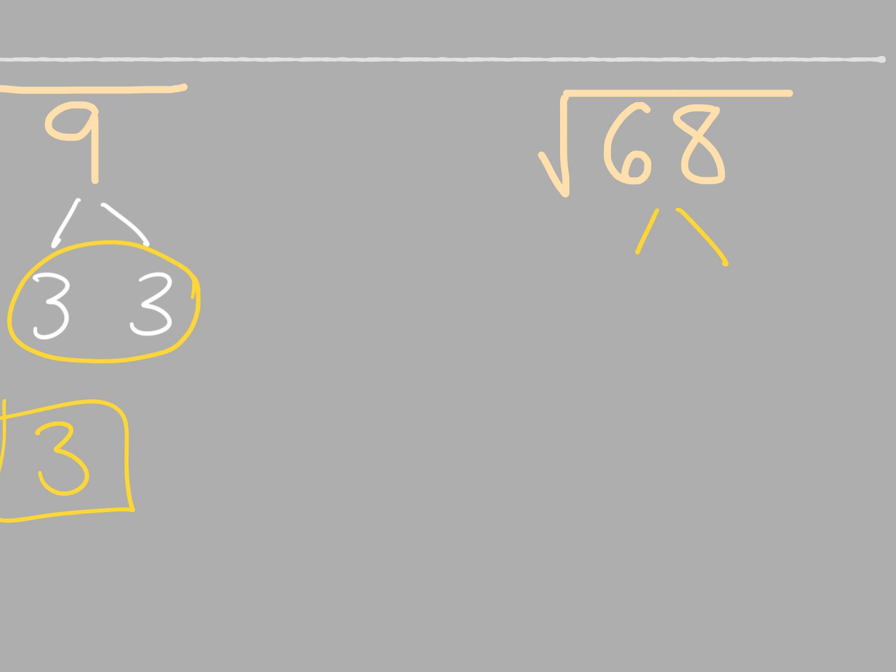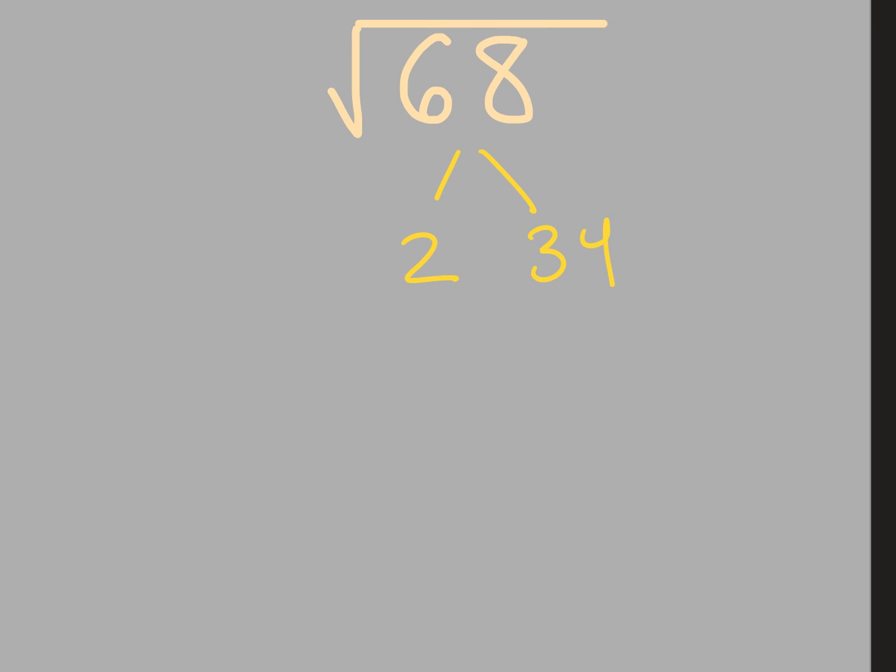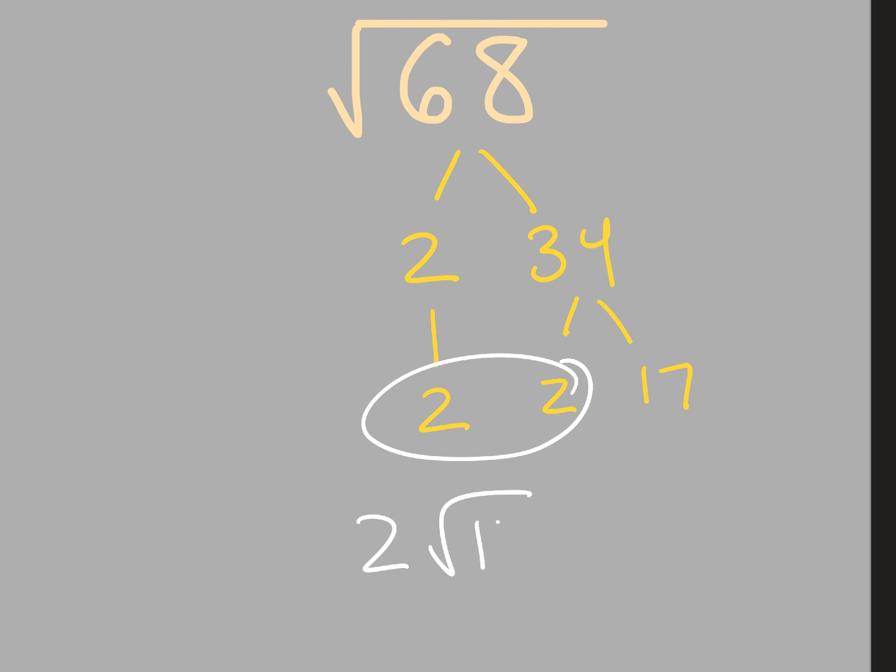What are 2 factors of 68? Is 68 an even number? So we already know 2 goes into it. 2 and 34. Is 34 an even number? So we know 2 goes into that. How many times does 2 go into 34? Do we have any factors of 17? Nope. So what do I circle? The 2. 2 square root 17. Awesome.